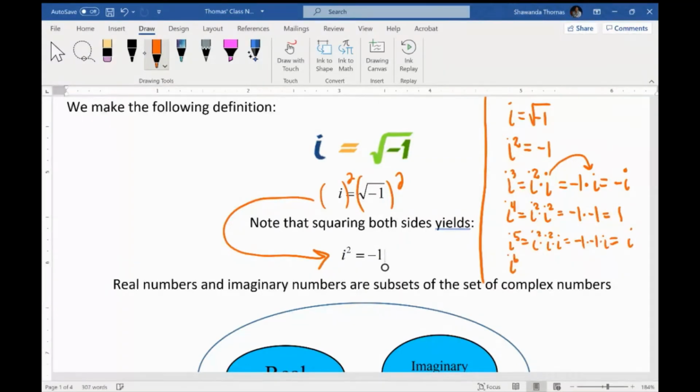i to the 6th power. Give me one way to break up i to the 6th. i squared times i squared times another i squared. So that's -1 times -1 times -1. Did we do that right? What is that? -1 times -1 is positive 1, times another -1. That's negative.